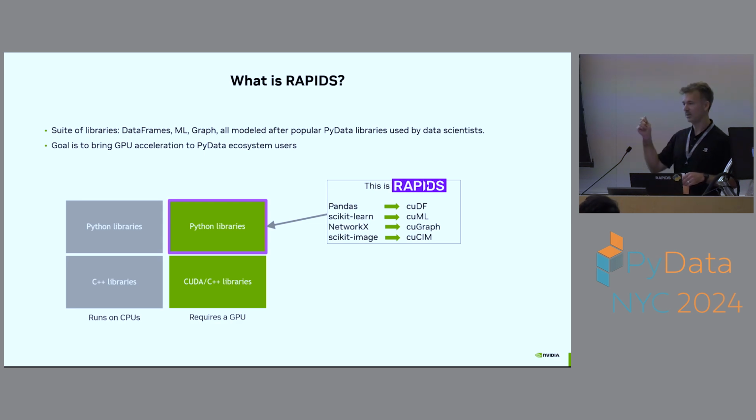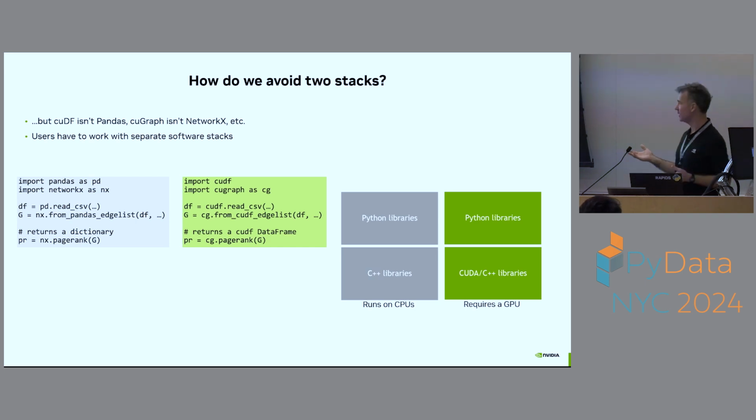If you know pandas, you can use cuDF. If you know scikit-learn, you can use cuML. If you know NetworkX, you can use cuGraph, scikit-image, cuCIM, there's others. But you can see there's an issue here already. So on the left there is your typical pandas NetworkX code. And on the right in green is the Rapids equivalent. So you import cuDF and import cuGraph. And you can see that it's very similar, but it's not quite the same.